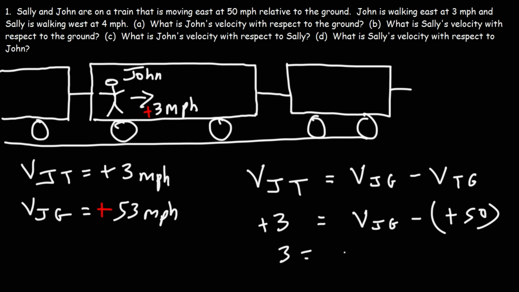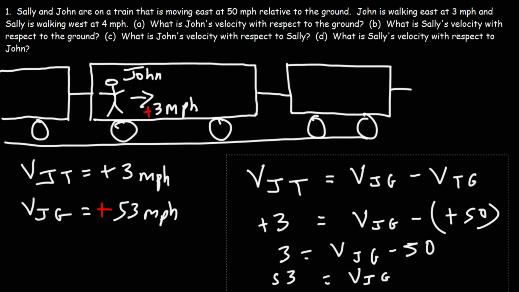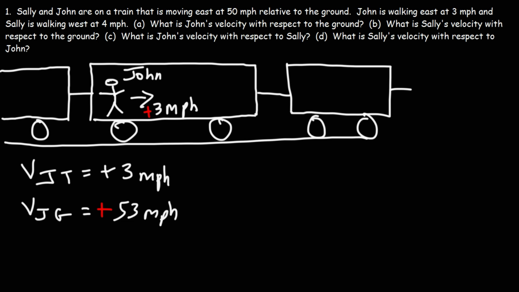So what we have is 3 equals VJG minus 50. Well, to get this answer, we need to add 50 to both sides. So moving negative 50 to the other side, it's going to be positive 50 plus 3. And that's how we get VJG is positive 53. So that's how you can use the formula to get that answer. Now let's move on to part B. What is Sally's velocity with respect to the ground?